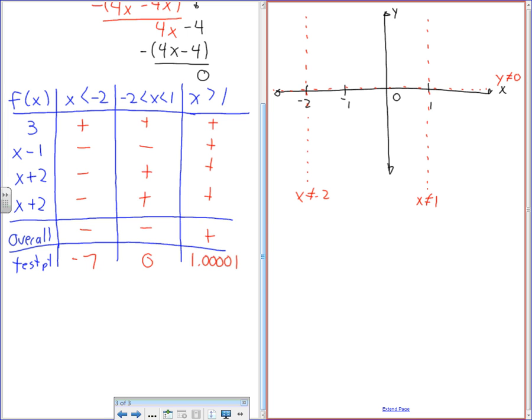Go ahead. Would there be a way to tell if it's positive or negative without using the interval chart? Like we couldn't tell from end behavior or something? You could do some end behavior, but you need to do end behavior and test points all the way through. The interval chart just sets up your test points.